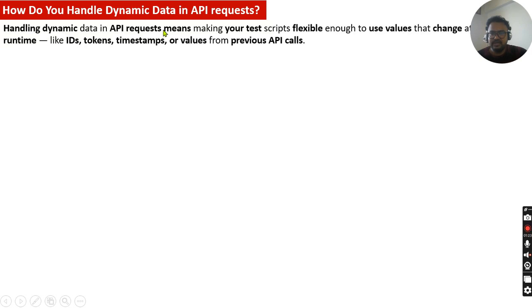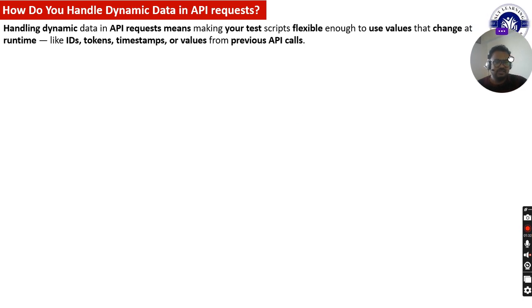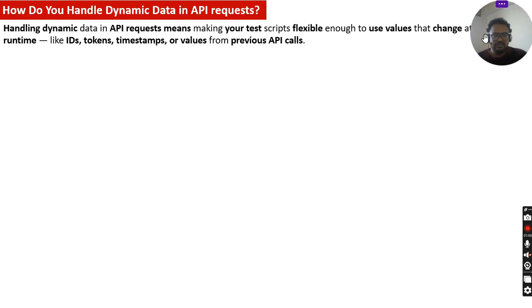So what is dynamic data? Handling dynamic data in API requests means making sure your test scripts are flexible enough to use the values that change over the runtime, like the IDs, tokens, timestamps, then the values of different API responses from the previous API call. Those kinds of things dynamically change at the runtime, and your API test should be flexible enough to adopt those changes and use that value in your API automation test case.